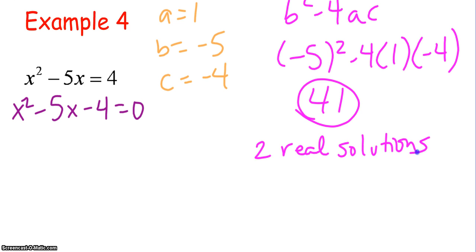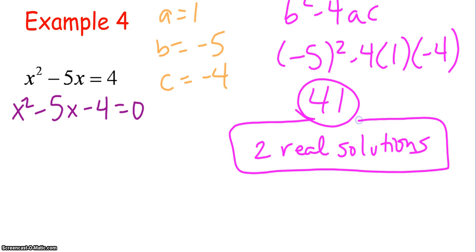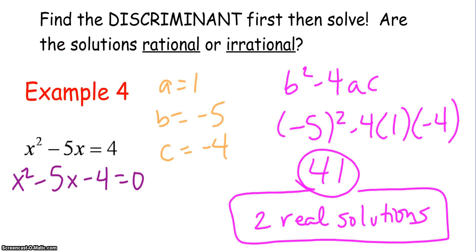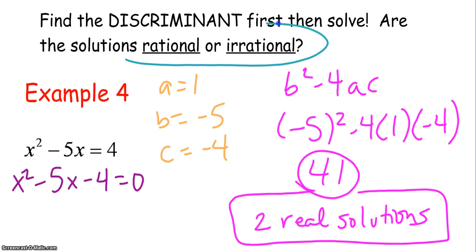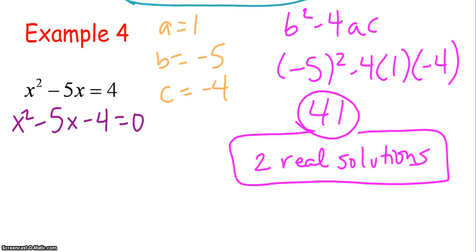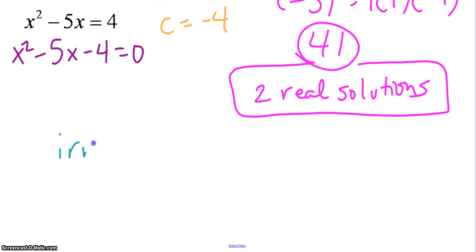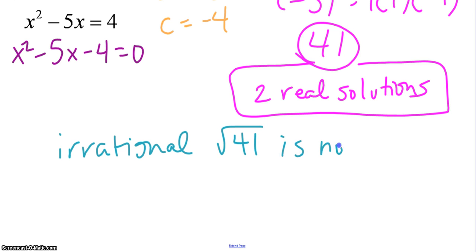Now you'll also notice that in the question I asked, is it going to be rational or irrational? Meaning, does my final answer have a square root in it or not? The answer is it's going to be irrational, and the reason for that is because the square root of 41 is not perfect. It's not a perfect square.